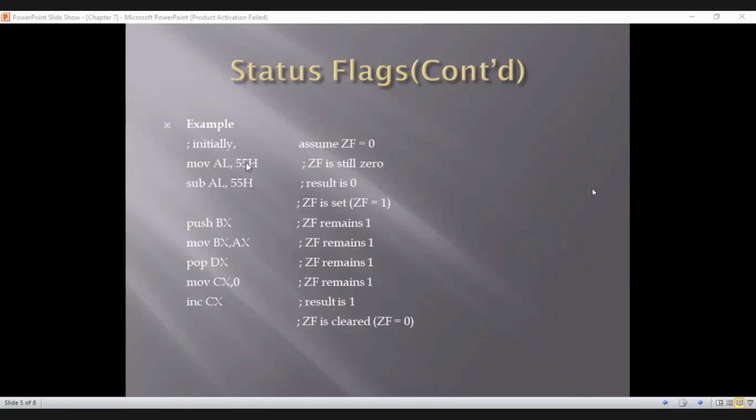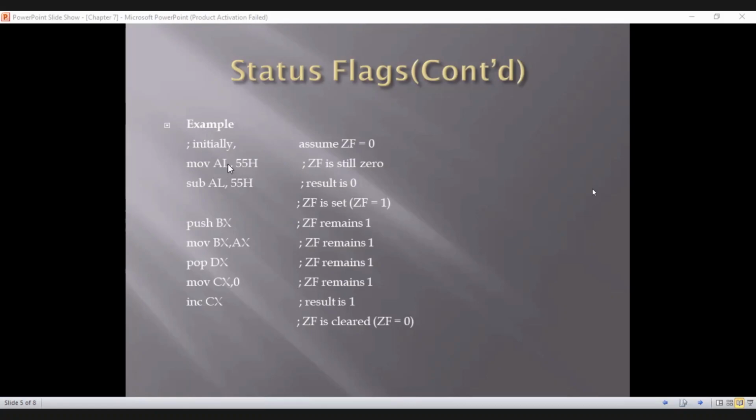No, ma'am. It's not mandatory that all the flag registers will be affected by all the arithmetic operations. A few operations can affect only 2 or 3 flag registers, or some operations can affect all the flag registers. So it depends on the type of operation. So in this instruction, the type of operation is move.